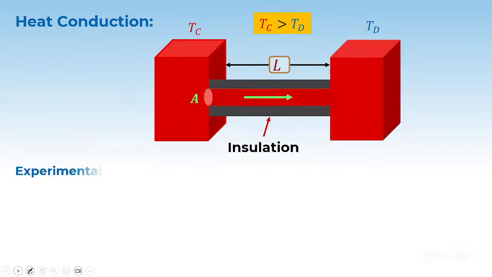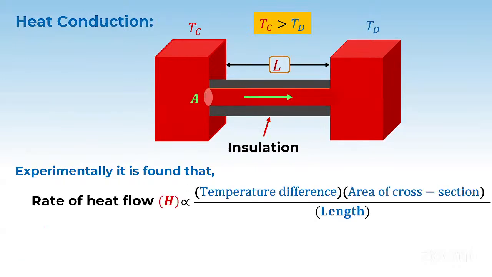Now, according to the experiments, after some time the temperature of both the bodies will reach an equilibrium condition. Experimentally it is found that the rate of heat flow is directly proportional to the temperature difference between them. Secondly, to the area of cross section, this area of contact, because through this area of contact we are transferring the heat from one place to another. Now, it is inversely proportional to the length.